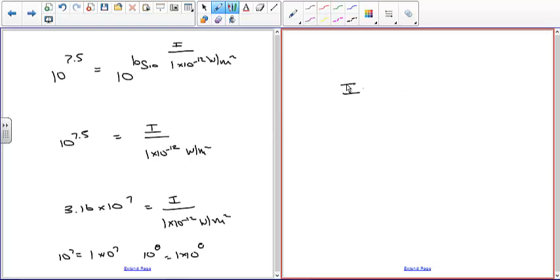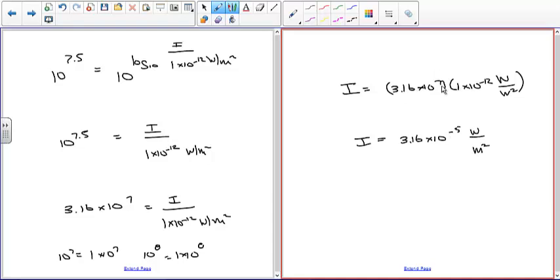Okay, so now I is just going to be equal to 3.16 times 10 to the 7th times 1 times 10 to the minus 12th watts per meter squared. So the final units are watts per meter squared. So you'll get 3.16 times 10 to the minus 5 watts per meter squared. How did I do that? Well, 1 times 3.16 is 3.16, and 10 to the 7th times 10 to the minus 12th, because these have the same base, you add the exponents together, and you get that value. Okay, so that's all we're going to do with some examples.